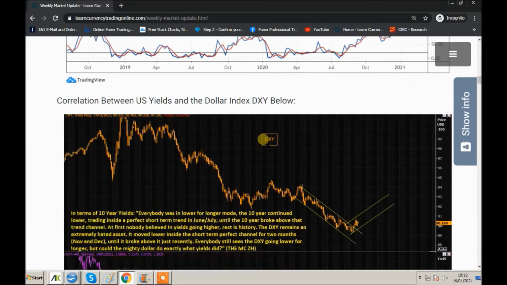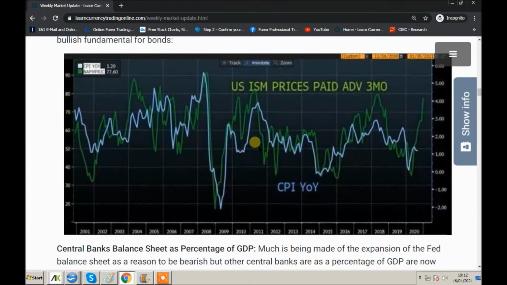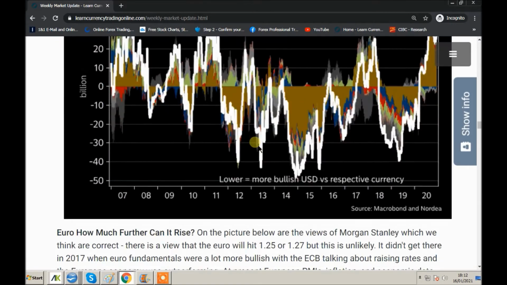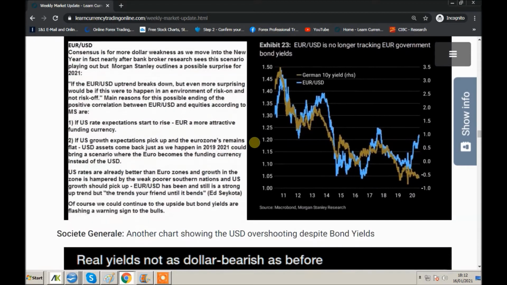I showed this chart last week. I'm going to show it again for anyone who didn't see last week's video. It should be coming up shortly. It's this one here. It's from Morgan Stanley. This really warned of the Euro USD topping out. What you see is the German 10-year, the equivalent of the T-note in the Eurozone. That's the brown line. The blue line is Euro USD. This chart goes back to 2011.